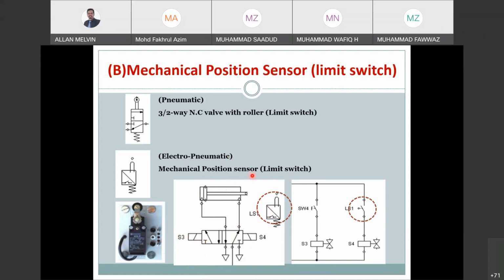The first part is your pneumatic side, and the second side is your electrical side. For your pneumatic side, you need to use this symbol, and for the electrical side, you need to use this symbol. So you cannot interchange. You cannot use this symbol for electrical and that symbol for pneumatic. It will not work. So you need to use the proper symbol in your design.